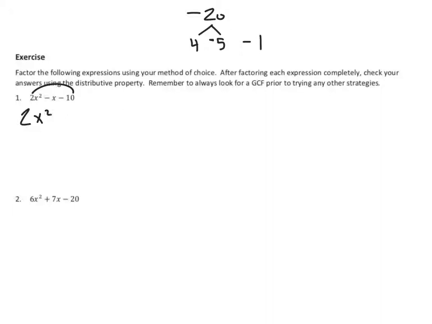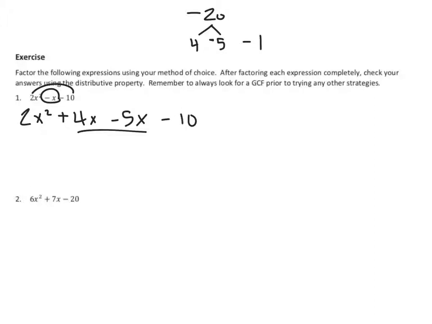So 2x squared plus 4x minus 5x. It doesn't matter what order I put those 2 in. I'm just splitting that middle term into 2 things that add to get the same thing. So I'm not changing the algebra any. Okay, that negative x is equal to 4x minus 5x.